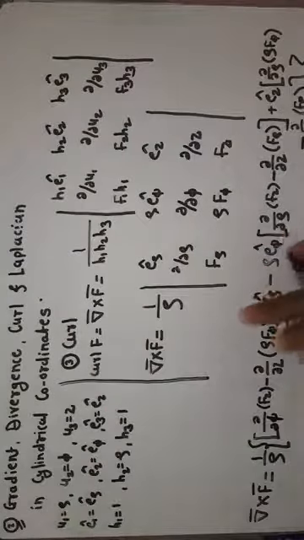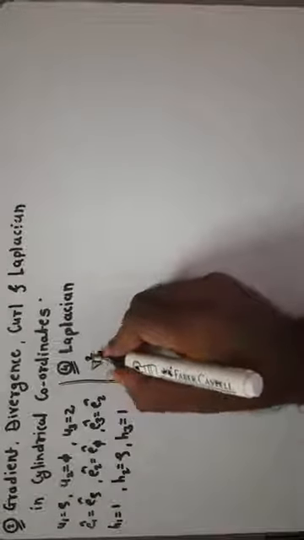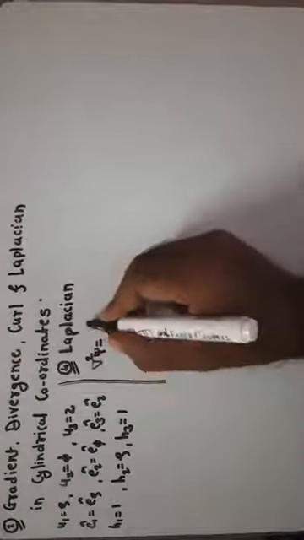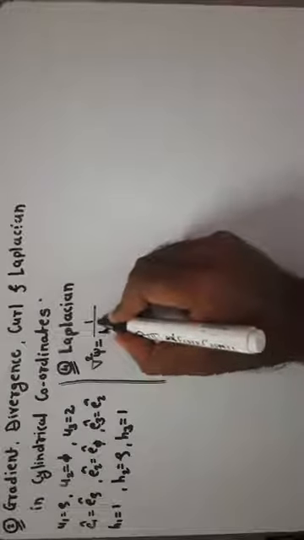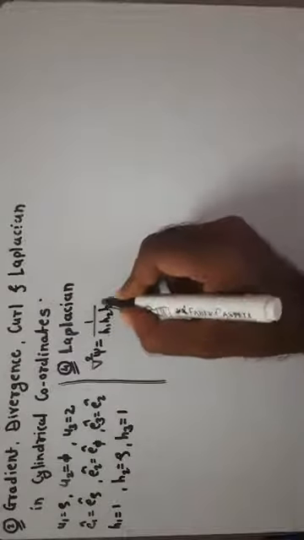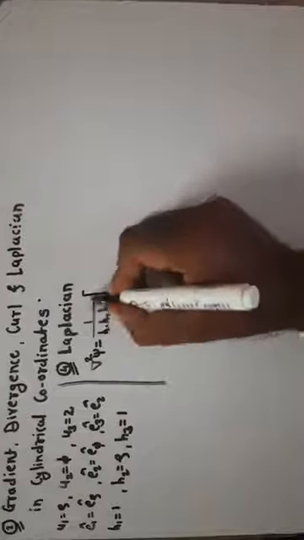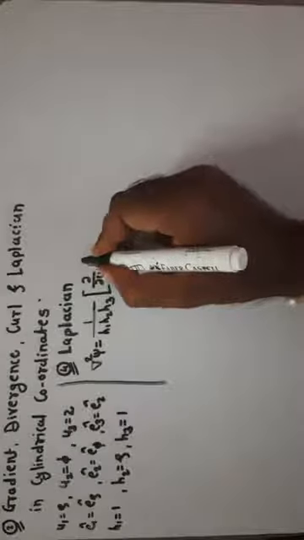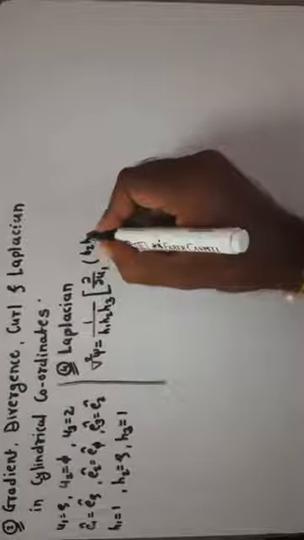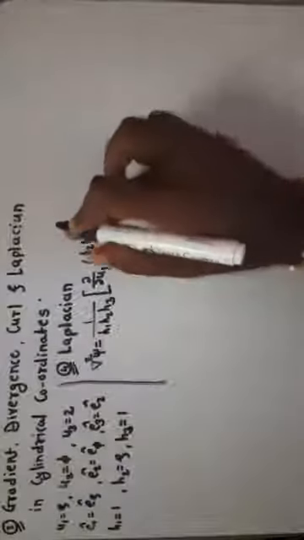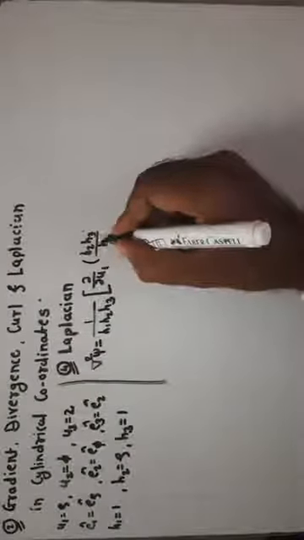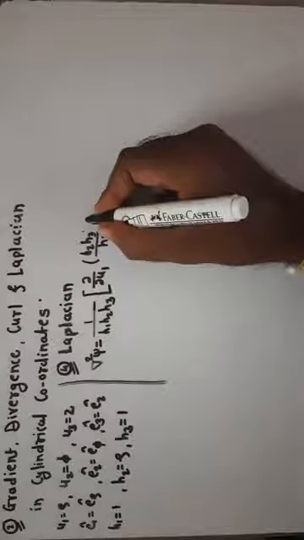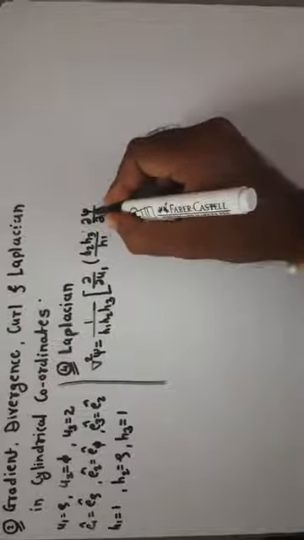Okay, the next one is the Laplacian. The general equation of the Laplacian: del square psi is equal to 1 upon h1 h2 h3 in bracket dou by dou u1 of h2 h3 divided by h1 dou psi by dou u1.